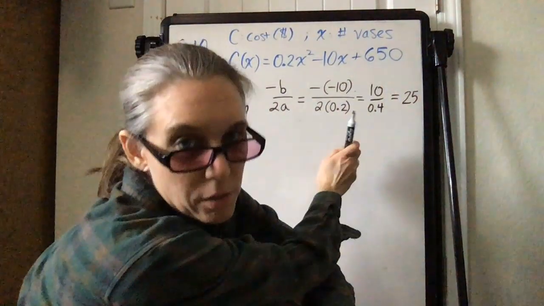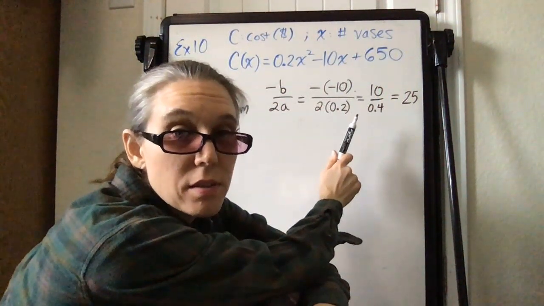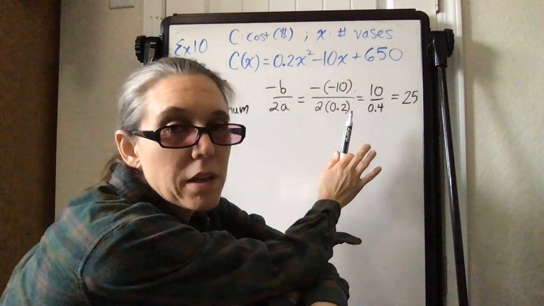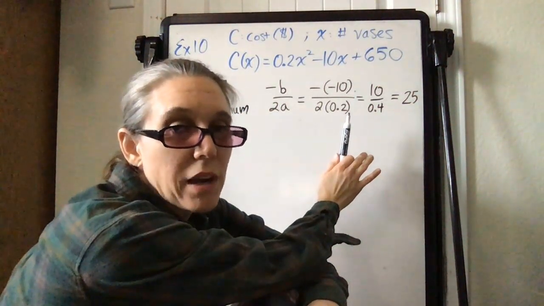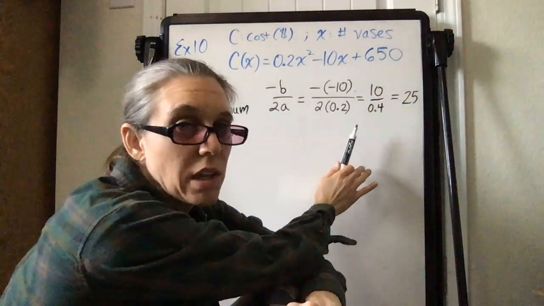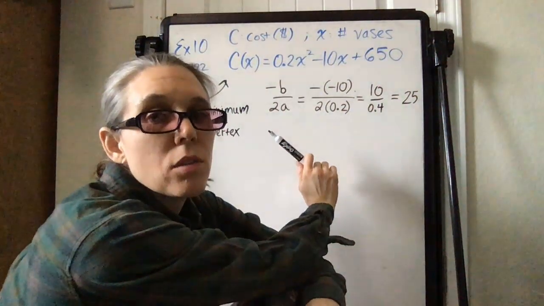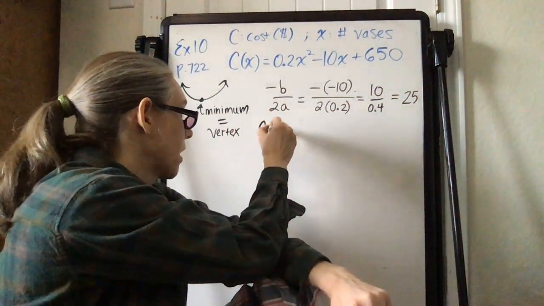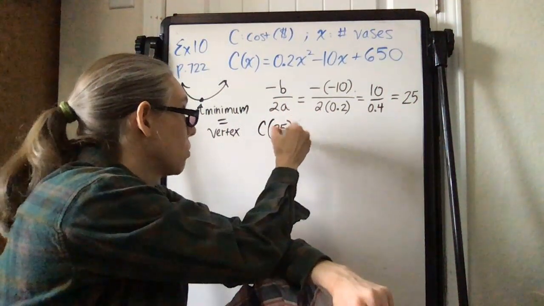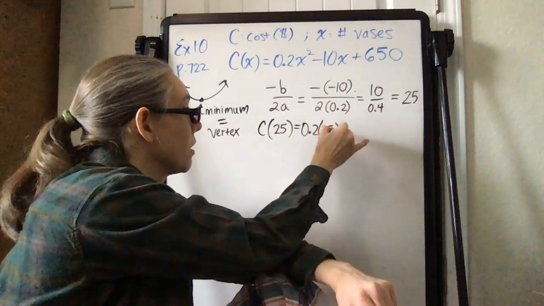The way I figured out it was 25 is 0.4 is the same as 2/5. If you divide 10 by 2 over 5, it's the same as multiplying 10 by 5 over 2. So you get 50 divided by 2, which is 25. Okay, so that is the x-coordinate of the vertex. Now to get the y-coordinate, we plug in 25. Plug this in on the calculator.